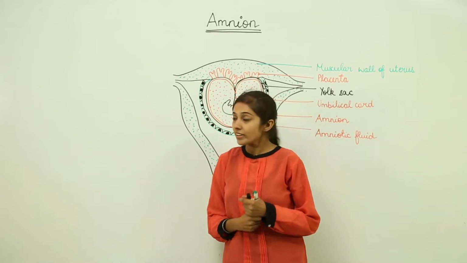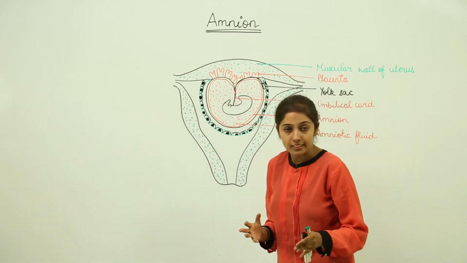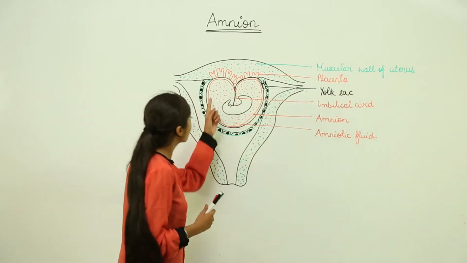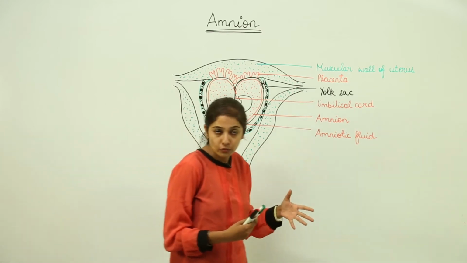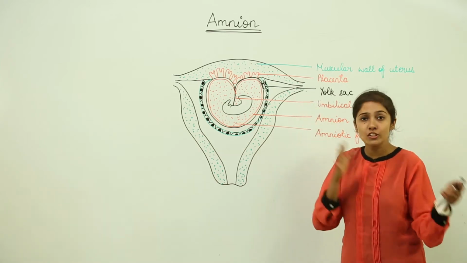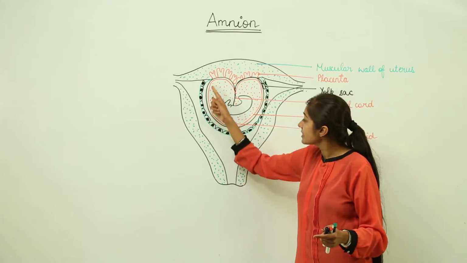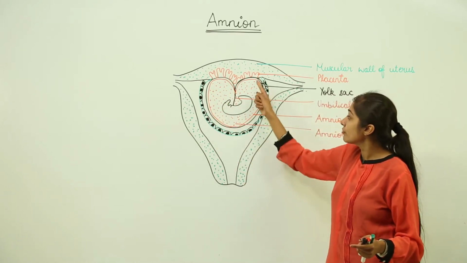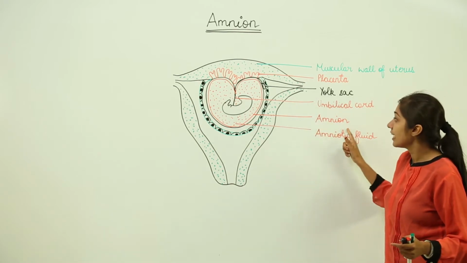Now let's see what is an amnion. Amnion is a sac which develops around the fetus before the development of the allantois. Before the development of the allantois, there is a development of a sac. This red line you can see is the sac which develops around the fetus, and we call it the amnion.